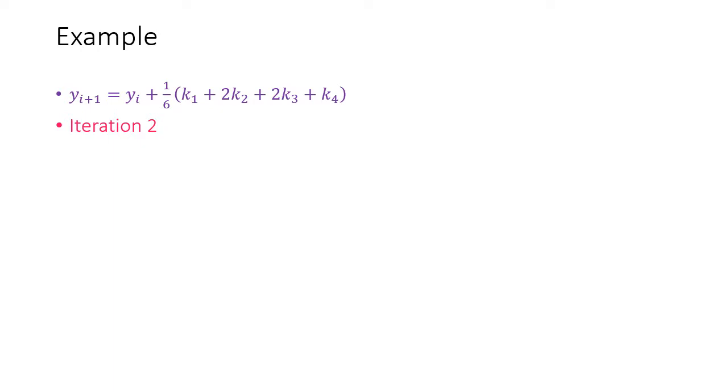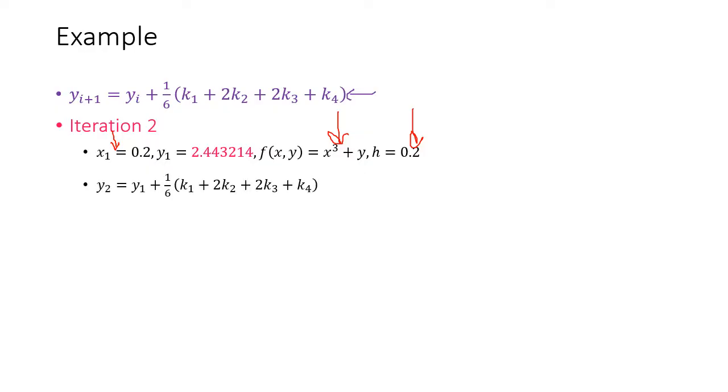So let's move on to iteration 2, and this is again the formula for reference. At the beginning of iteration 2, we have the values that we obtained in the previous iteration of x1 and y1. So now we have incremented the value of x by 0.2, hence x1 is 0.2 for iteration 2, and we take the value of y1 obtained at the end of iteration 1. The function remains as it is and the step size remains unchanged. Then we substitute the values into this formula.